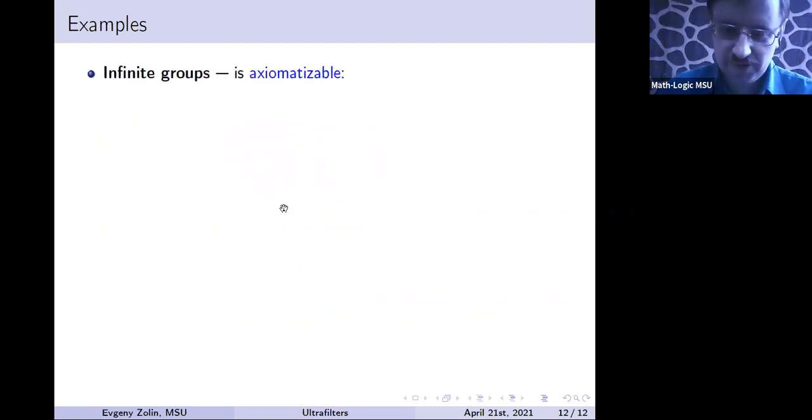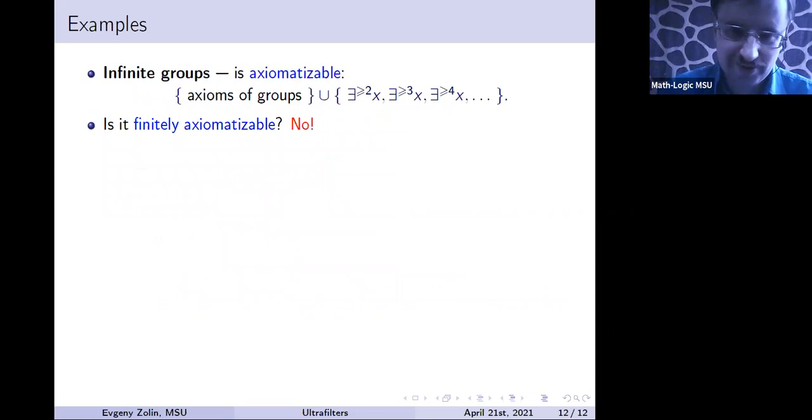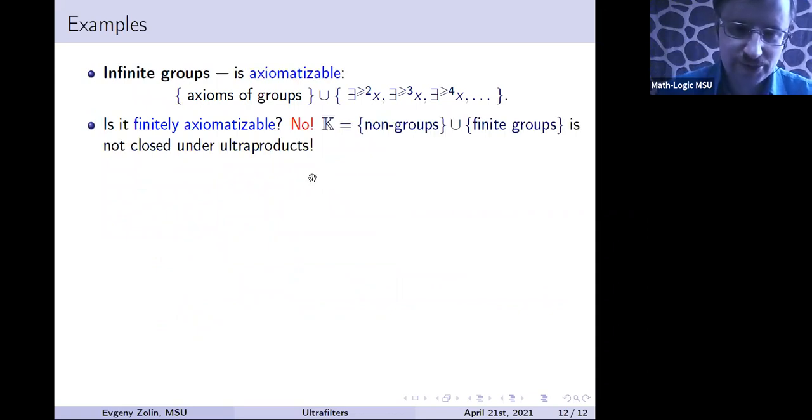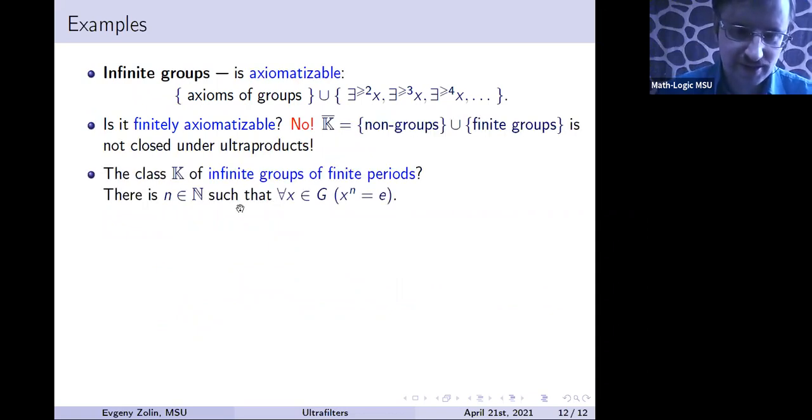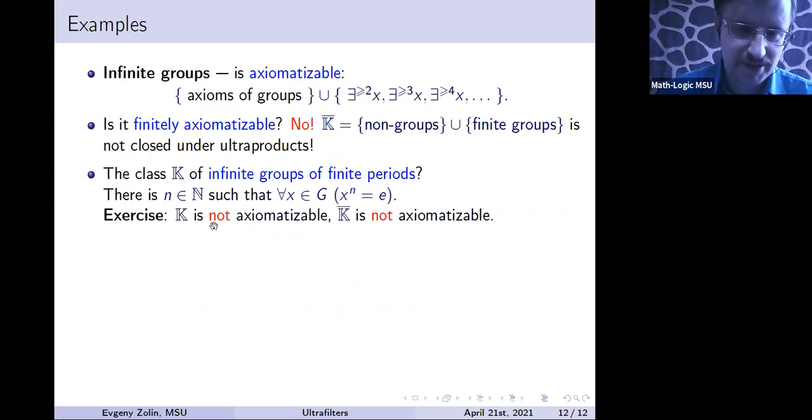So in terms of compactness, it is easier to solve these exercises. You simply need to build some set of formulas gamma such that every finite subset is satisfiable in K, but the whole set is not satisfiable. And simply the same for the complement. But by the way, do you know any infinite group of period 2, for example?